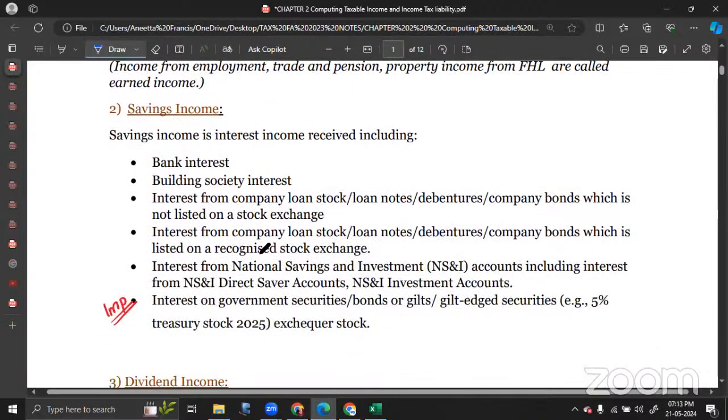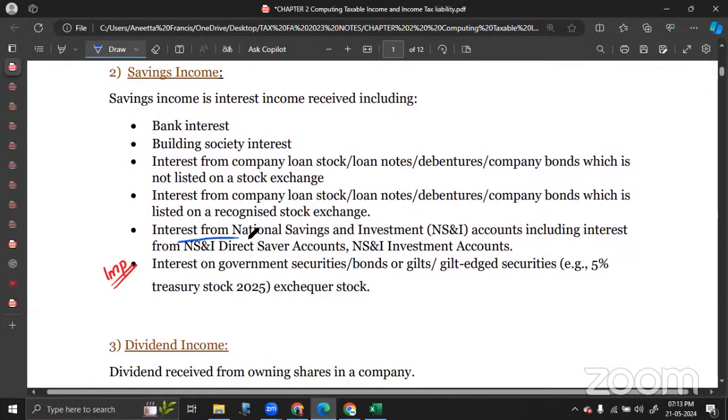So you have bank interest, interest received from bank deposits, from building society deposits, from loan notes of both listed and non-listed companies, and listen, interest from NSI. If you can see here, interest from NSI. But if it is interest or profit from NSI savings certificates, that is exempt. If it is interest from normal NSI accounts, it is a taxable savings income.